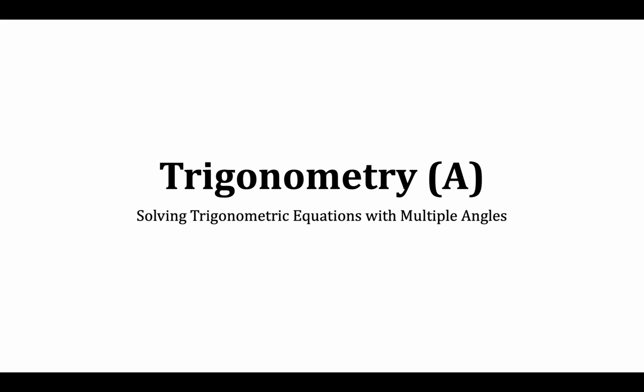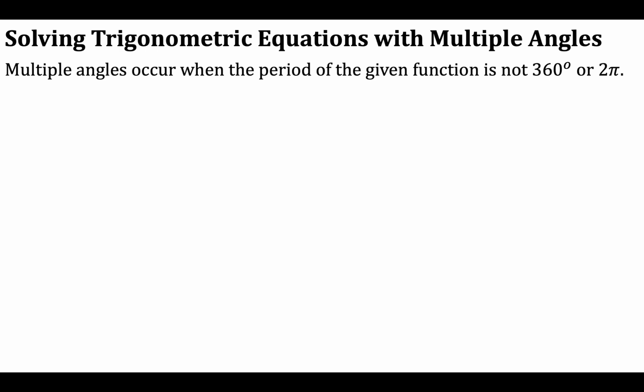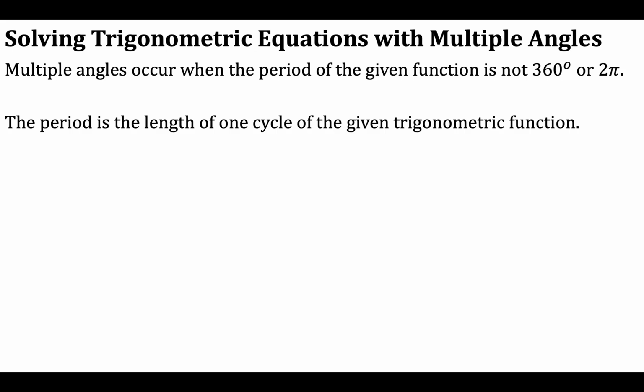In this video, we're going to continue learning how to solve trigonometric equations, but this time with multiple angles. So a reminder from last year that multiple angles occur when the period of the given function is not 360 degrees or 2 pi radians. The period, remember, is the length of one cycle of the given trigonometric function.